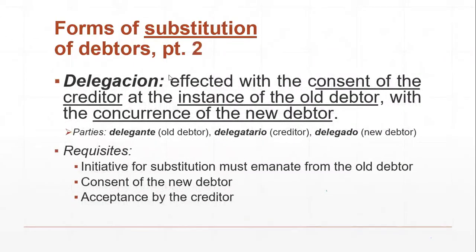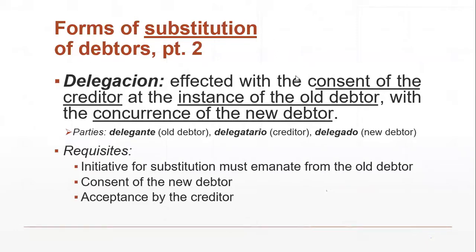Now, as for delegation, it is effected with the consent of the creditor. Unlike expromission, delegation is initiated by the old debtor this time, with the concurrence of the new debtor. So dito sa delegation, there are three active participants. The old debtor who initiates the delegation, so ang tawag sa kanya delegante. Now, the delegation must be concurred to by the new debtor. So merong agreement, no? Explicit agreement on the part of the new debtor, which we call delegado, and ultimately with the consent of the creditor. So everybody consents, no? The creditor here is called delegatario. Yan. So the old debtor initiates, the new debtor and the creditor both consent.